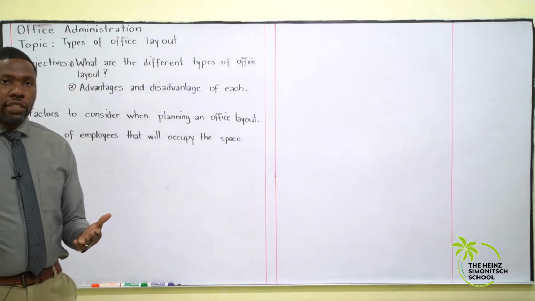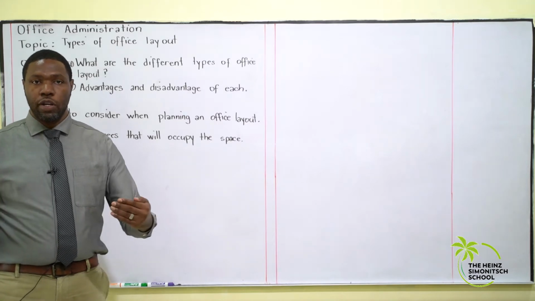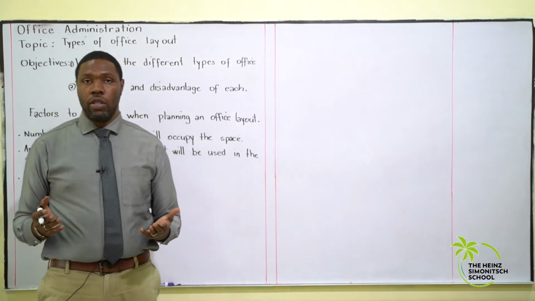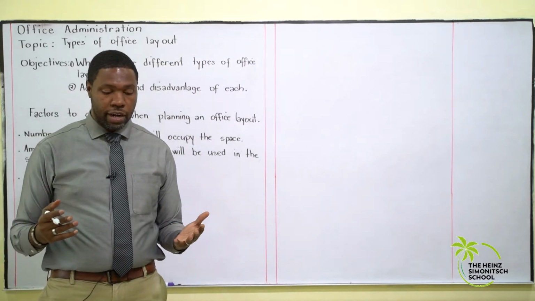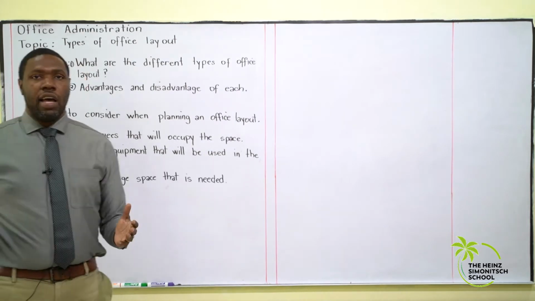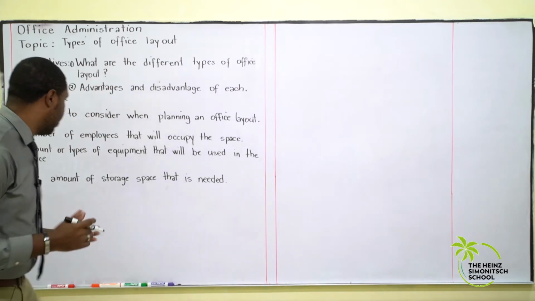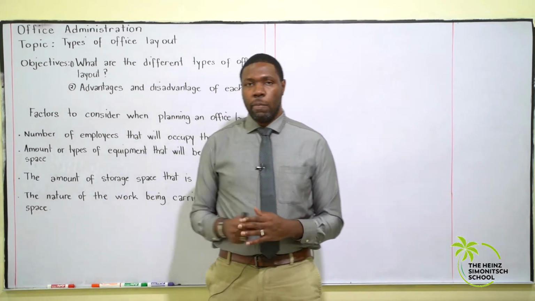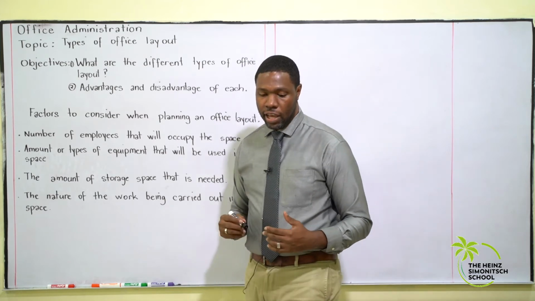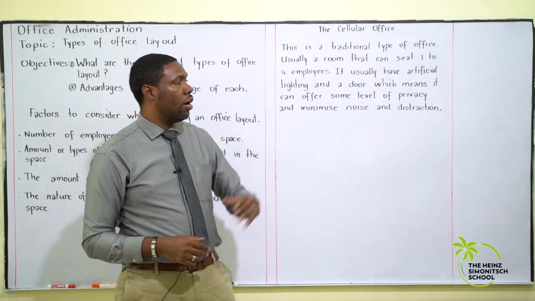So the first thing we want to consider is the amount of employees that will use the space. Next thing we want to consider is the amount or types of equipment that will be housed or that will occupy the space. All right? Next, we want to think about the nature of the office space. Next, we want to consider the amount of storage space that will be needed. And lastly, we want to consider the nature of the work being carried out in the office. All right? So these are just some factors that we would consider when we are planning an office layout.